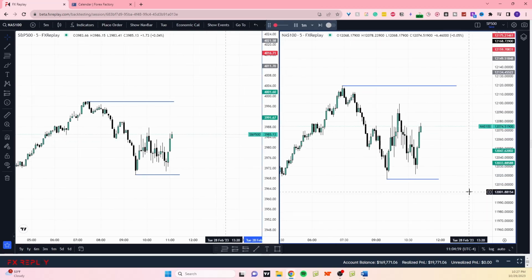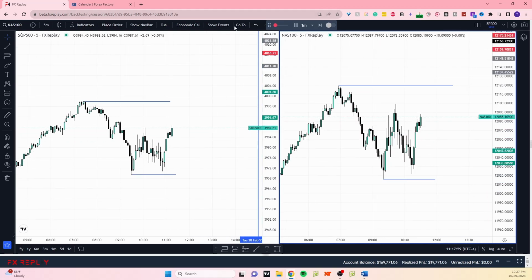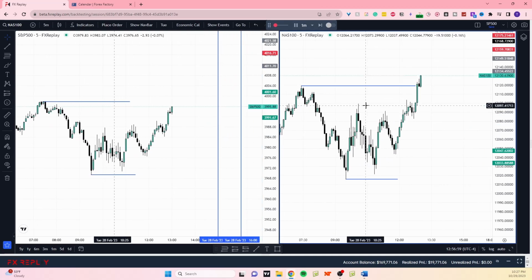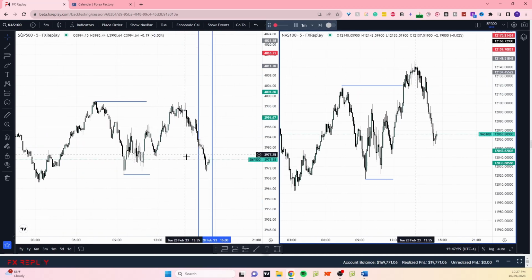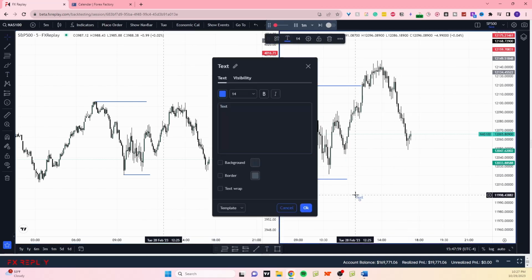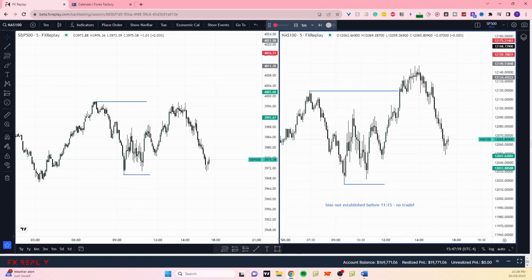Okay, here's an example where price is not even breaking either side of the range before 11:15. Then you just leave it alone. Do not enter the trade. You see that it wasn't a trend day? Don't enter the trade then. If it doesn't break either side of the range before 11:15, don't trade it.